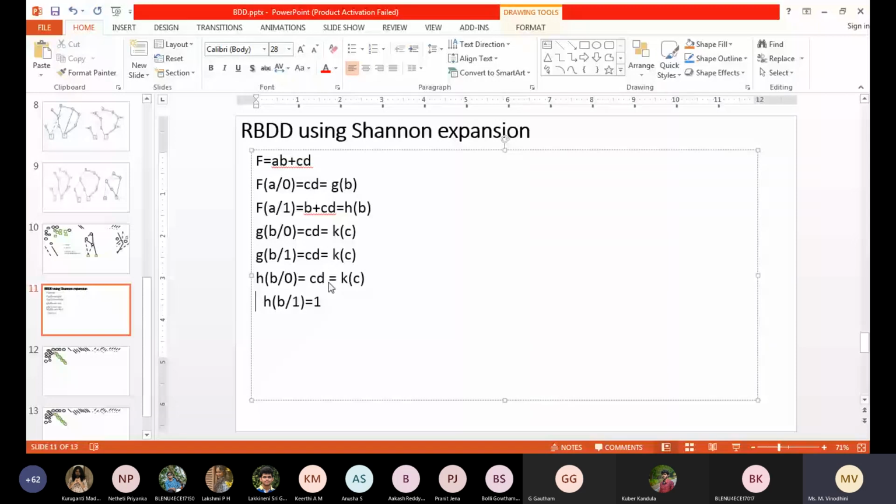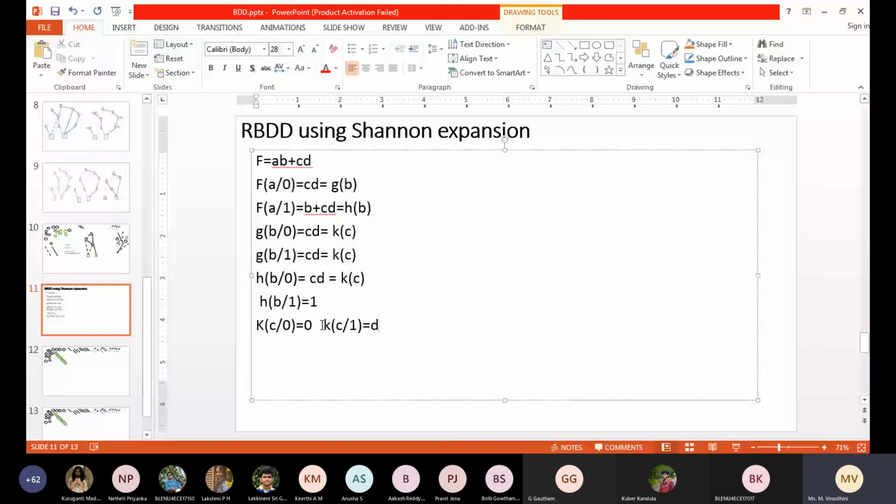So in level 3, K of C, here I need to consider again K as 0. If I substitute K of C as 0, what I will get? K of C is nothing but CD. In CD, if I substitute C as 0, my output will be 0. Similarly, K of C slash 1, this will be equal to, in the CD, if I substitute C as 1, D. Now, this is my level 3. Level 3, this is the expression I got.